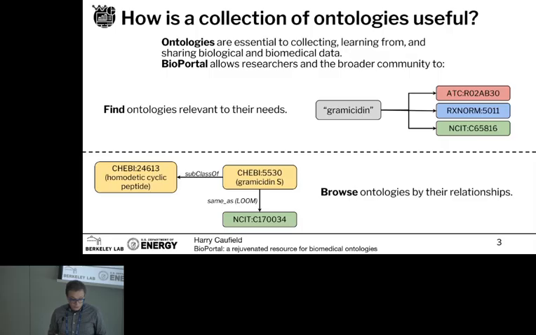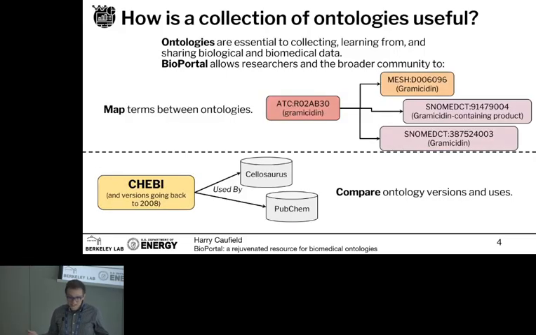By the same token, you can browse ontologies by their relationships. In this case, maybe you're looking at gramicidin S, in terms of its ChEBI entry. Right away, you can browse and say, okay, well, that's a subclass of another ChEBI term. But you can also look at it through multiple ontologies and their mappings to each other and realize, okay, well, there's actually a same-as relationship defining that to a term in NCIT. And again, might not mean exactly the same thing, but at least you can see what's there.